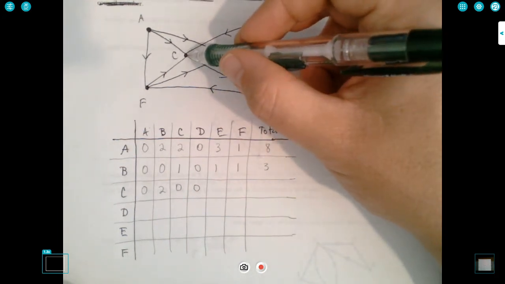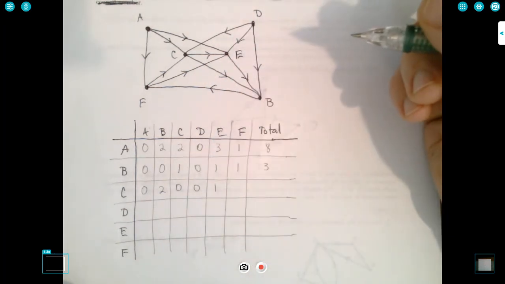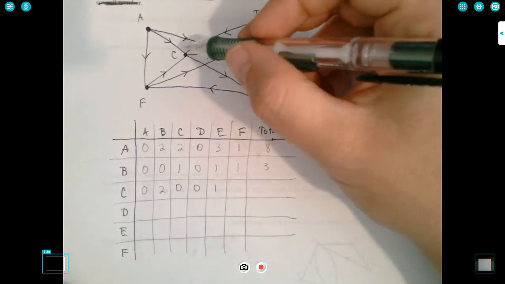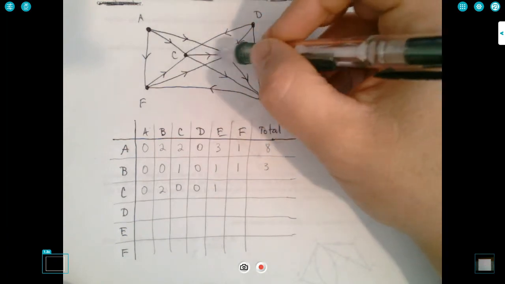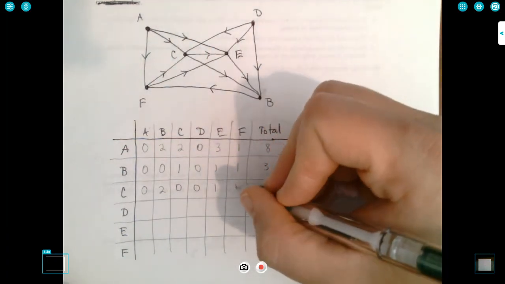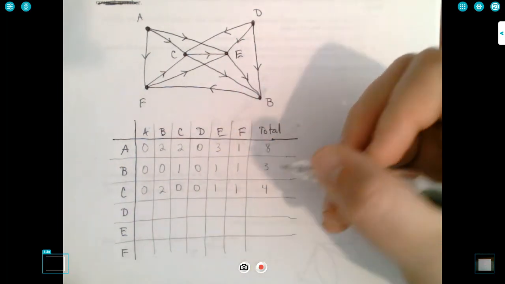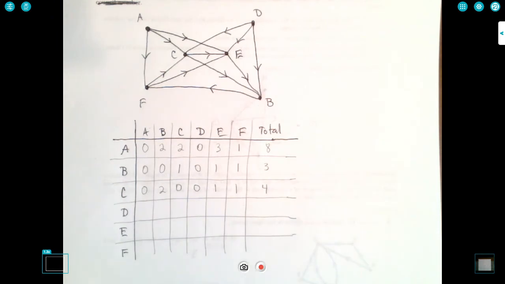Can it get there by a secondary route? It can get to B, but no. So just one. Can it get to F? Not directly, but it can go from C to B and then B to F. So yes, in a secondary way. So C has a total influence score of 4, right?